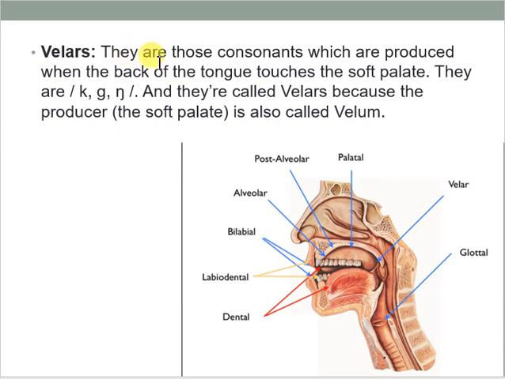So they are those consonants which are produced when the back of the tongue touches the soft palate.